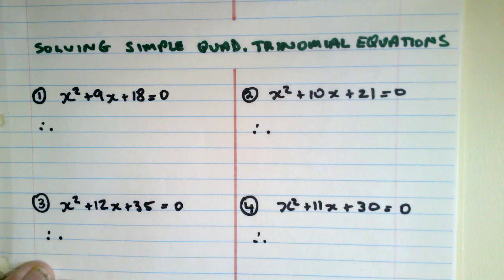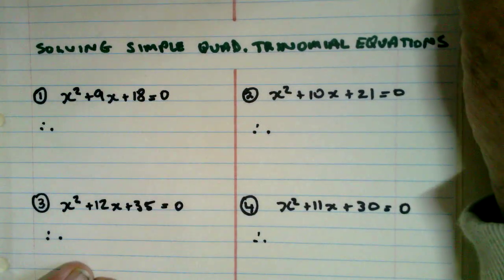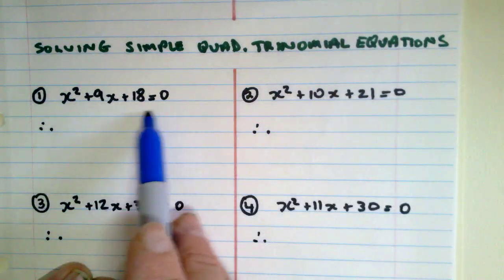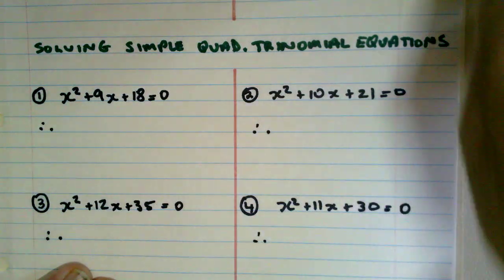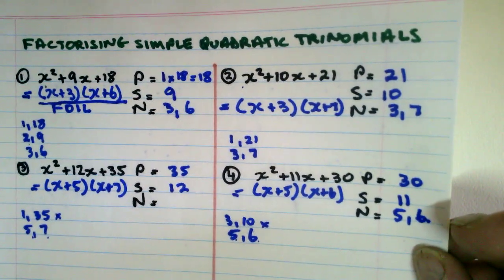We are going to solve some simple quadratic trinomials. Some of these expressions might look a bit familiar, or equations I should say. These are equations because they've got equal signs in them. What I'm doing is recycling these expressions that we factorised before.